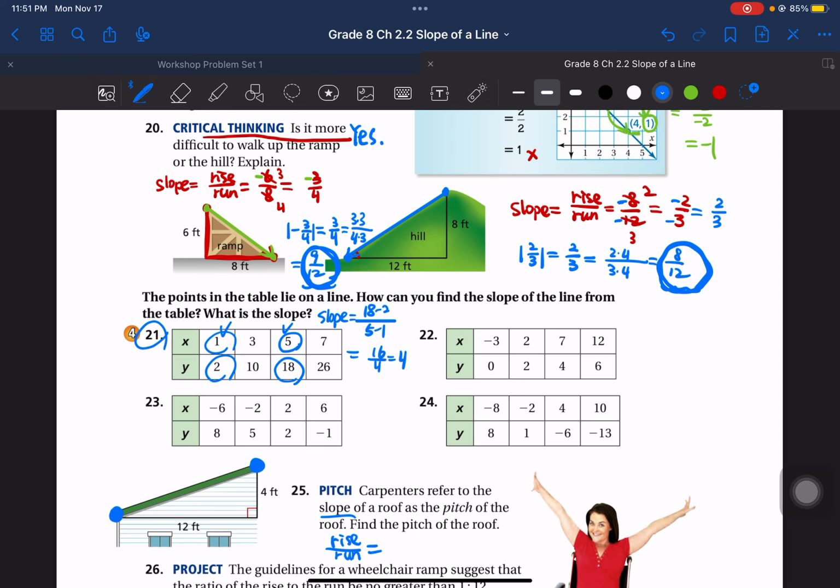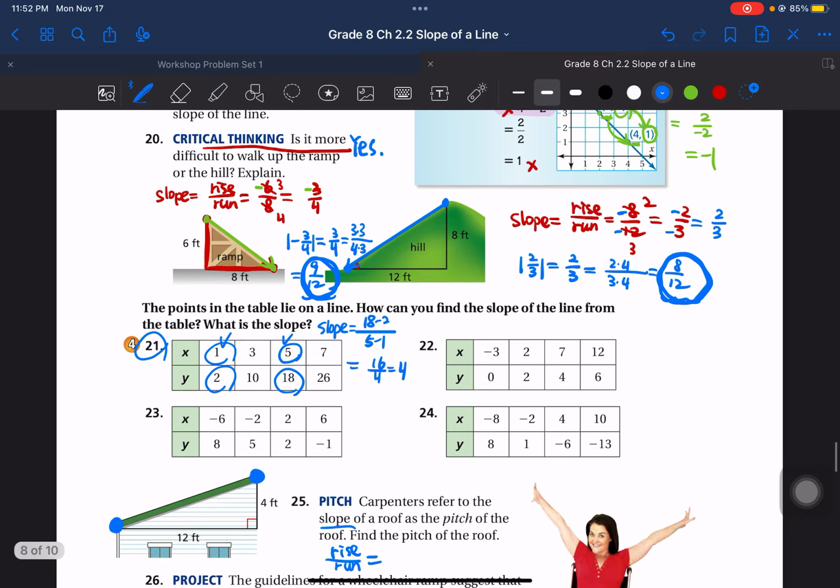Please finish all the problems through problem 25 and try to finish in class today. If you finish, please turn in to the sub teacher.